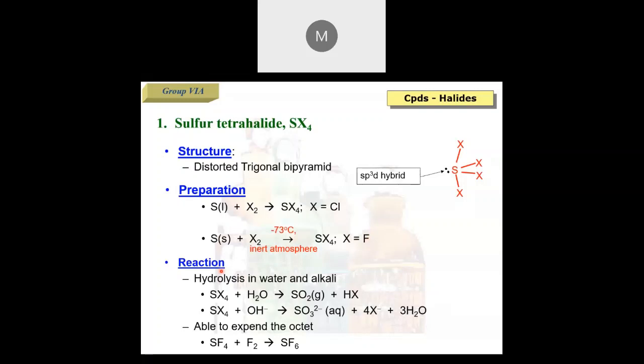For reactions, it undergoes hydrolysis in water and alkali, so it can hydrolyze and go back to sulfur dioxide. If you have a base, it will form the sulfite ion, and it's able to expand the octet. So remember, sulfur has a d orbital, and it can accept more of the halide. Since halide has a lot of lone pairs of electrons, it can accept the donation from the halides.